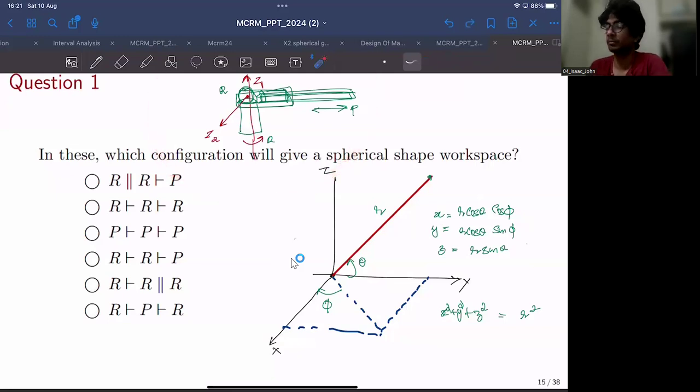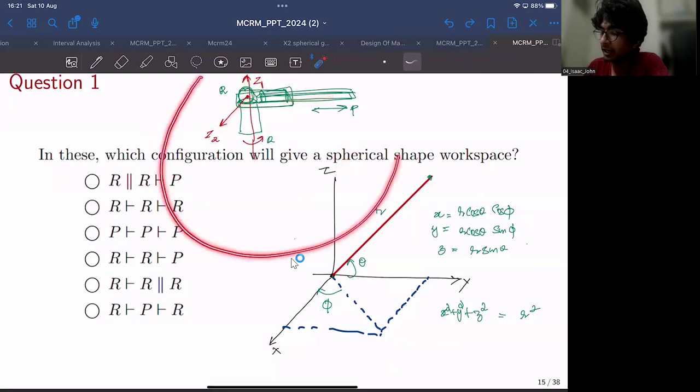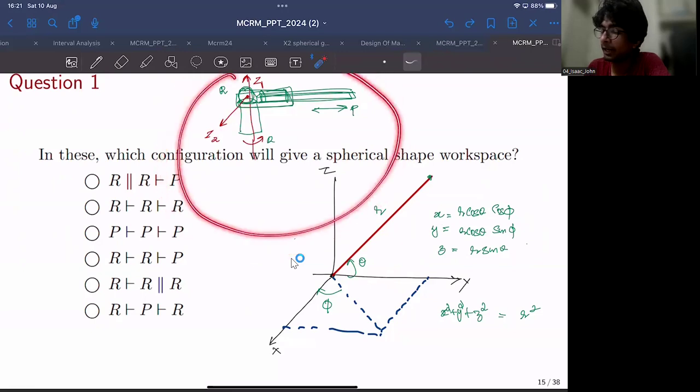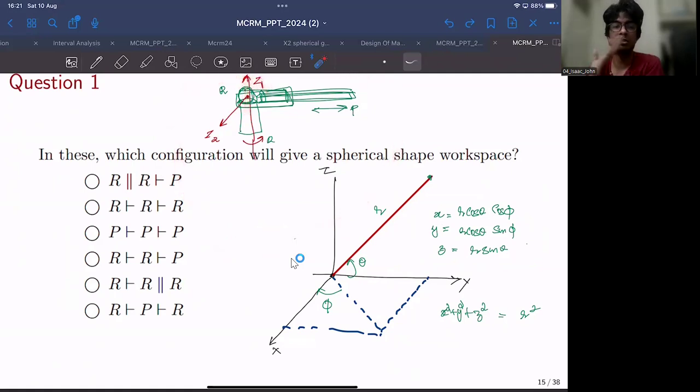If you disable this Z1 axis and only consider Z2 and this P, it'll describe a circle like this in a plane. And if you rotate this circle over a plane with respect to this Z1 axis, now you enable it, it becomes a sphere, right?